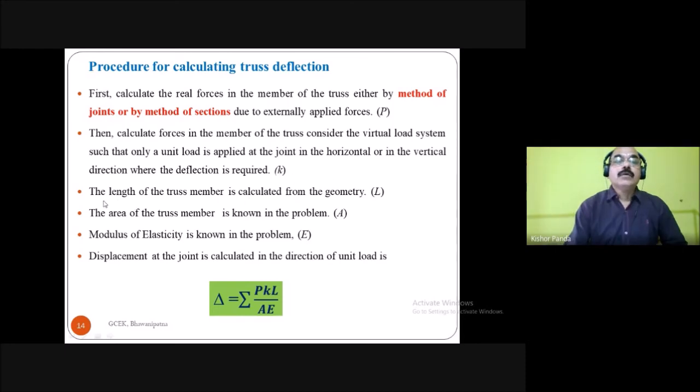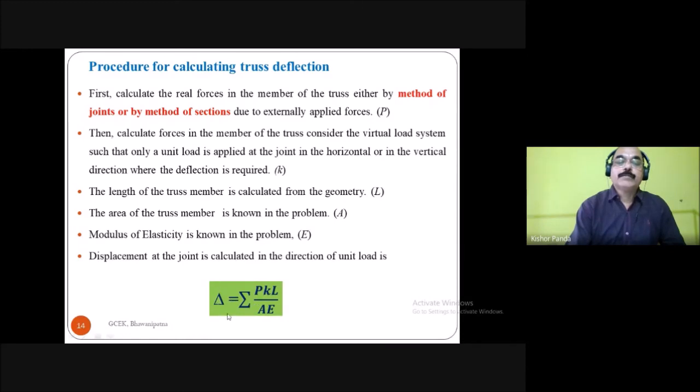Then you know the length of the truss member, L, which you can calculate from the geometry of the truss. Then the area of the truss member, this is your A, is given in the problem. Then the modulus of elasticity, this is your E, is also given in the problem. Then you can find the displacement of the joint in the direction of the unit load.